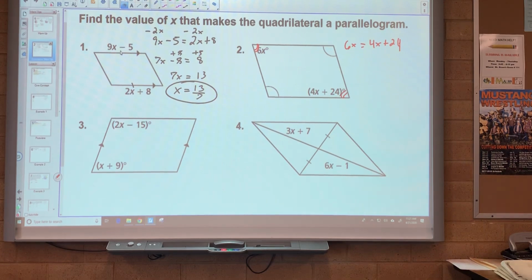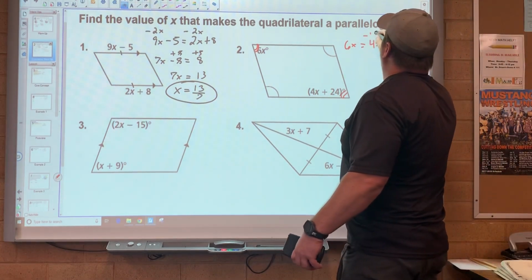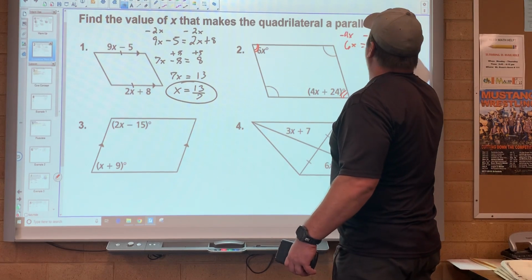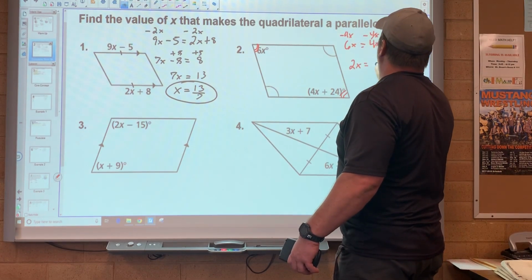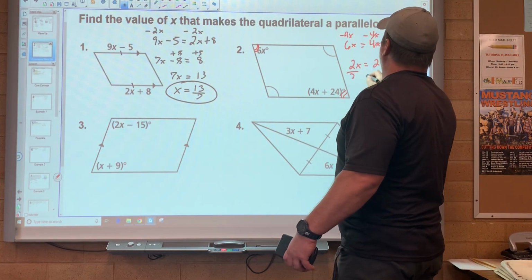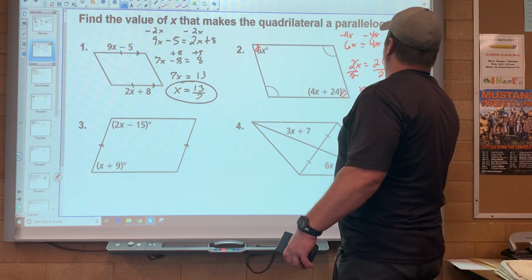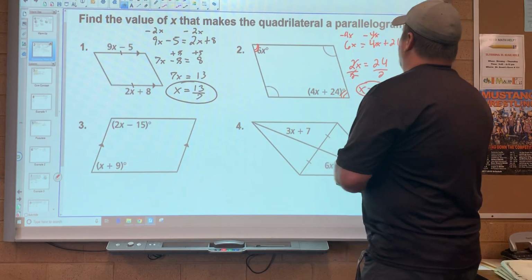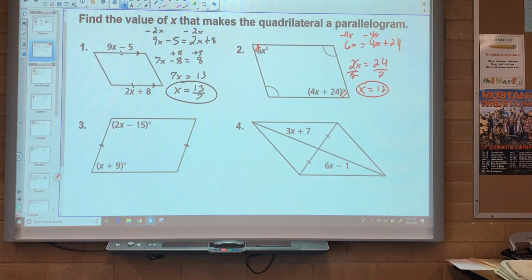And now we can go ahead and solve this. Minus 4x, cancel. 2x equals 24. Divide by 2, and x equals 12. Okay? Any questions on that?